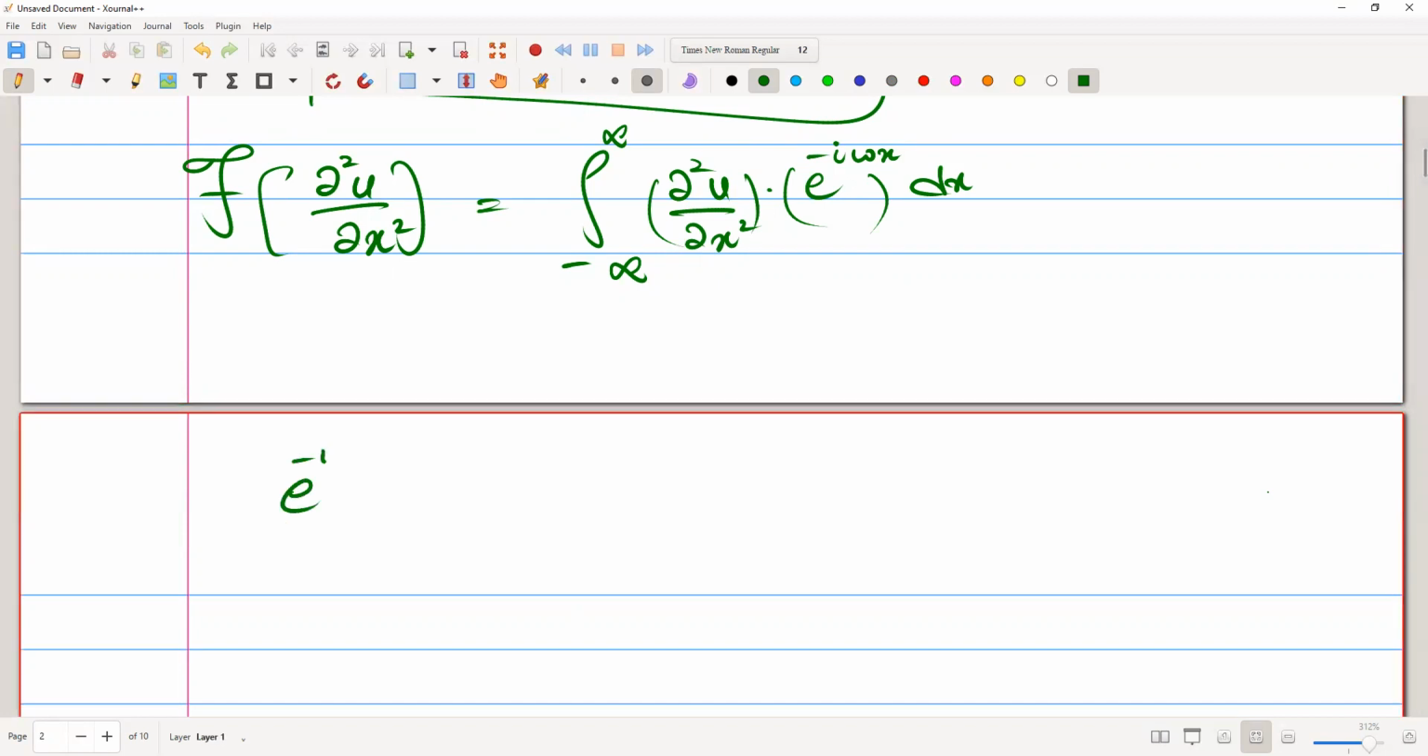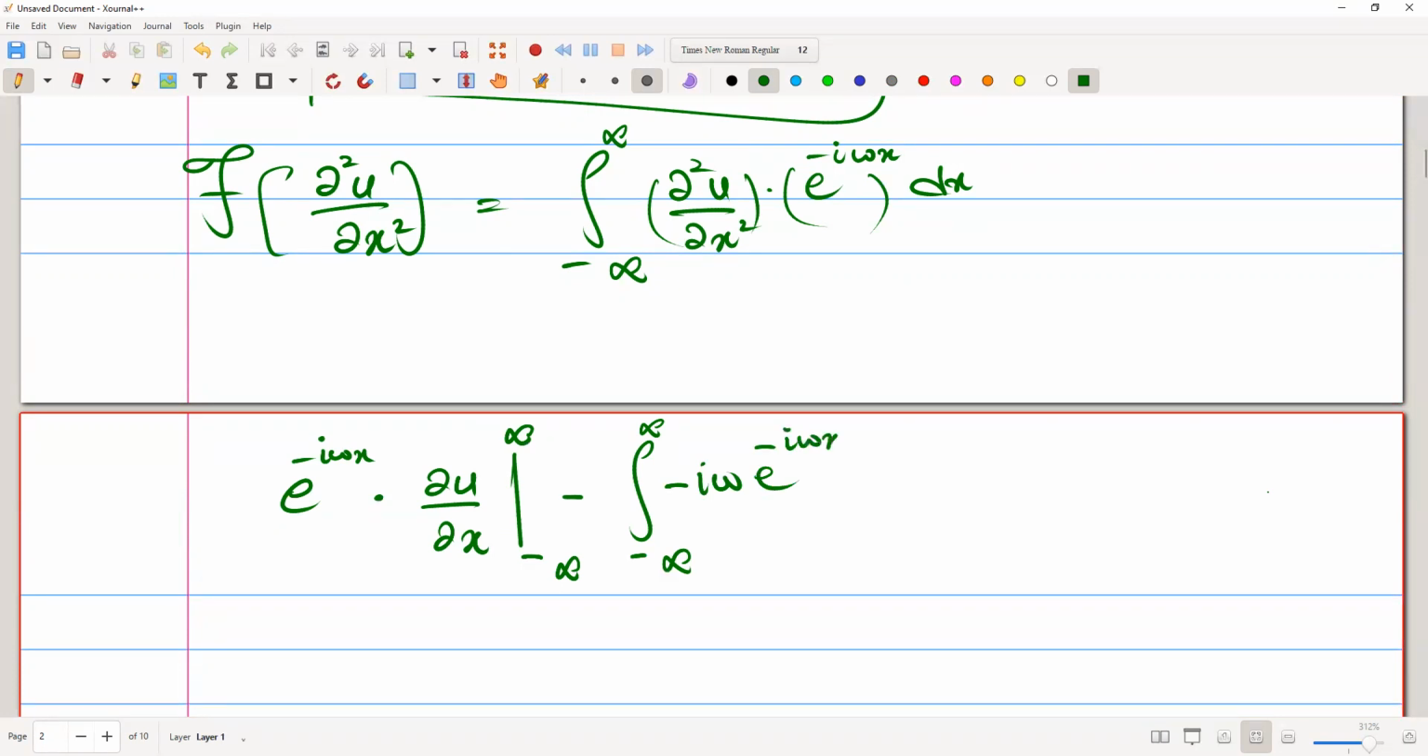This function remains as it is. Then, if we integrate ∂²u/∂x², we will get ∂u/∂x, and again the limits are from negative infinity to positive infinity, minus again negative infinity to positive infinity. The derivative of this exponential function will be −iω e^(−iωx) times again ∂u/∂x dx, right?